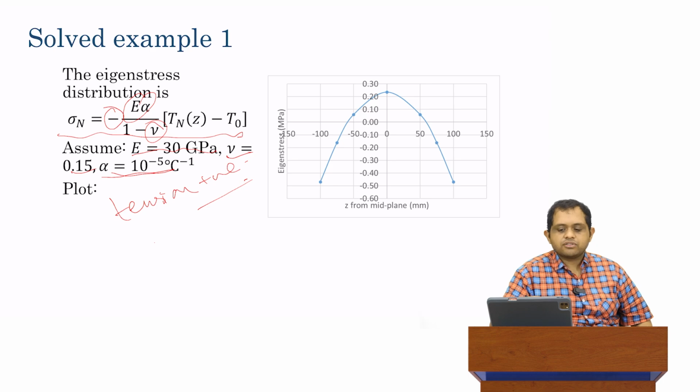I hope you studied this in high school. Sometimes you find this written as 10 into 10 power minus 6 per degree Celsius. Same thing, 10 power minus 5 per degree Celsius. So these are typical values.